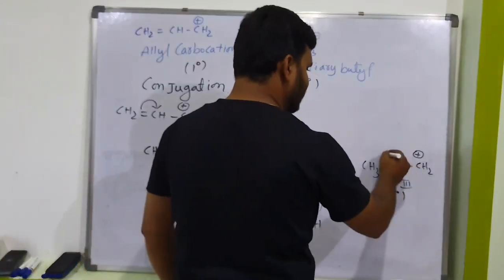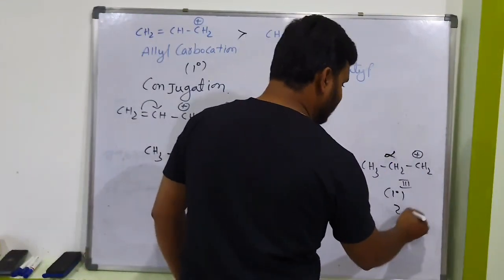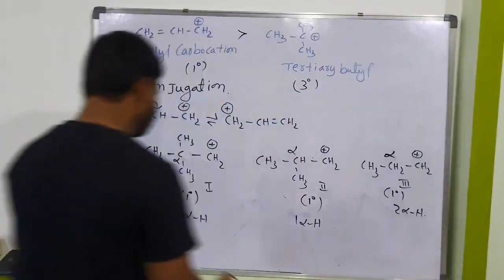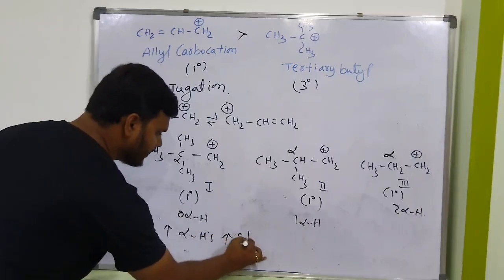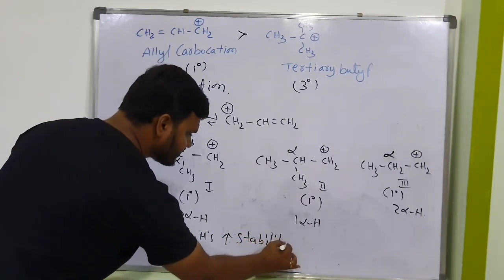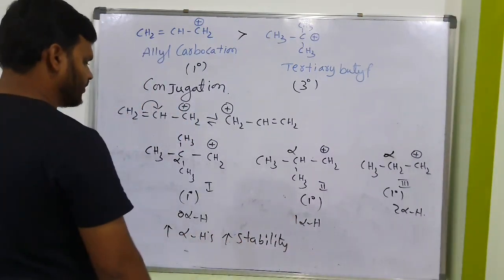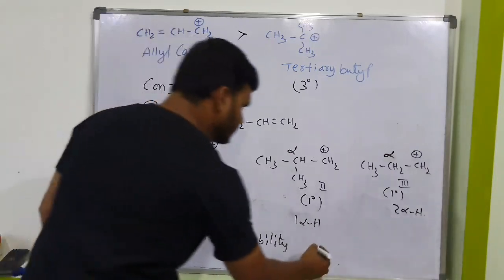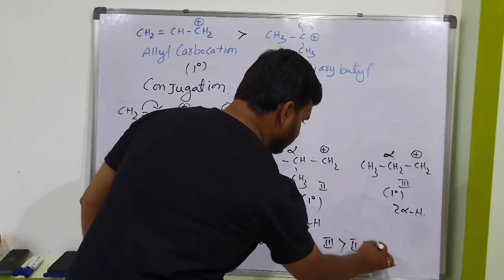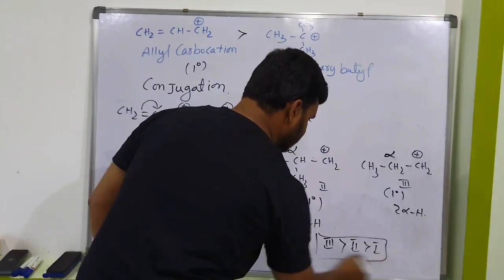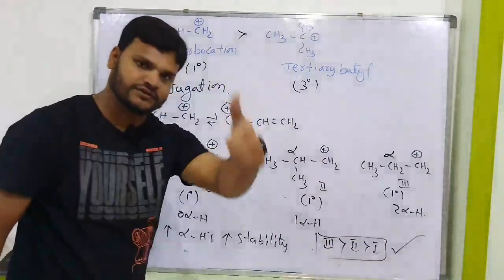The C plus attached carbon acts as alpha. So here how many alpha hydrogens are there? 2 alpha hydrogens are there. What is the logic? Increase the alpha hydrogens, increase the stability, isn't it? Yes. Then what is the correct order? Which structure contains more stability? Third one, second one, first one. So finally this is the correct answer.